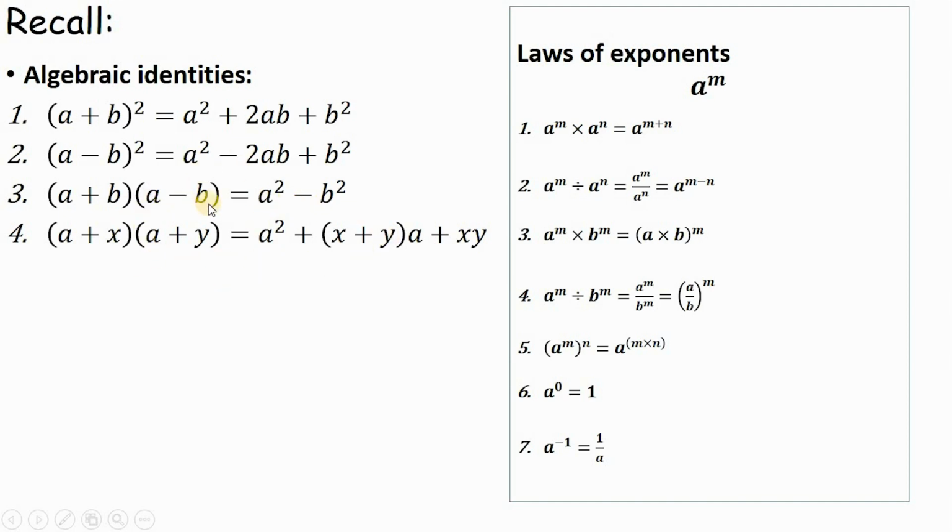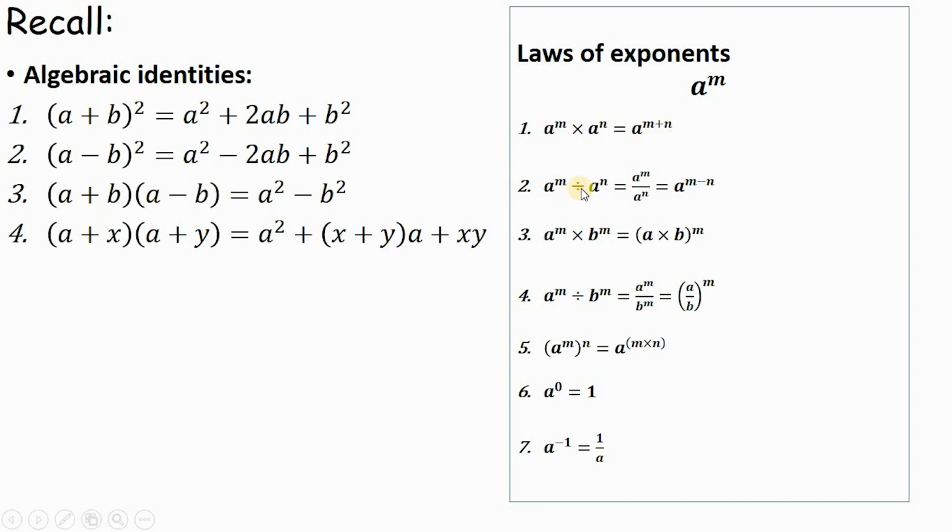Now these are the identities that we have learned in class 8, and in this part of the chapter, the first 3 identities play a very important role. It will be very useful also. And in the laws of exponents, we have studied 7 laws of exponents, and here we have given an example, a raised to the power m, where a is the base and m is the exponent or power. When the bases are the same and powers are different during multiplication, then we take the base common and we add the 2 powers.